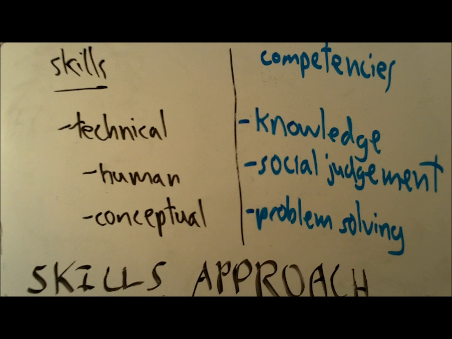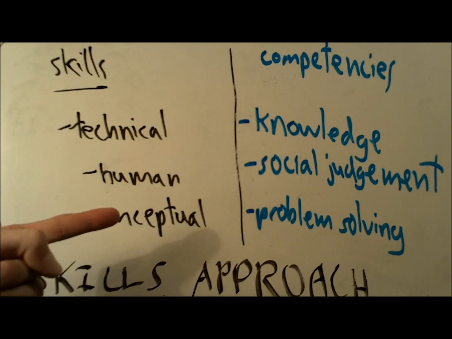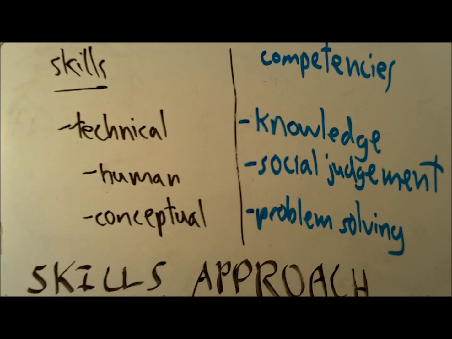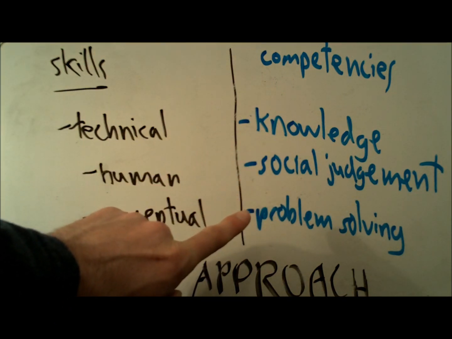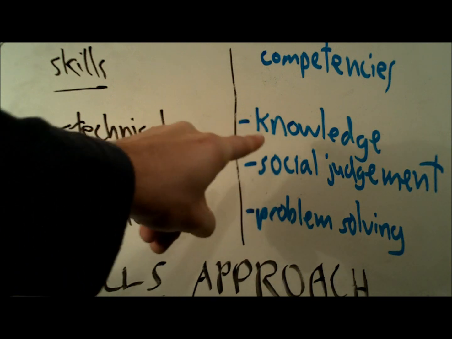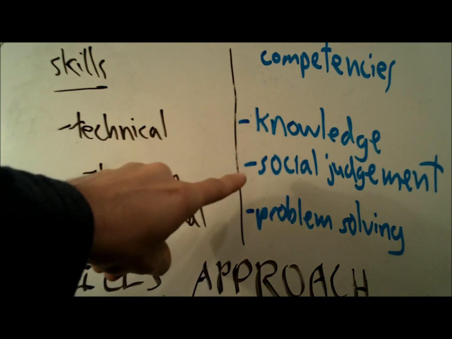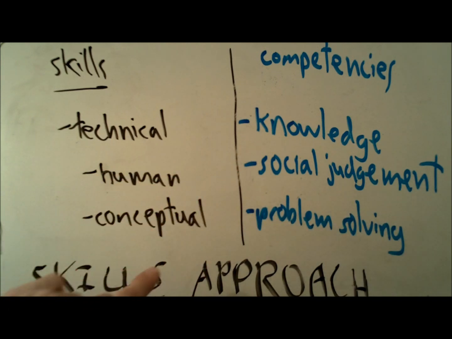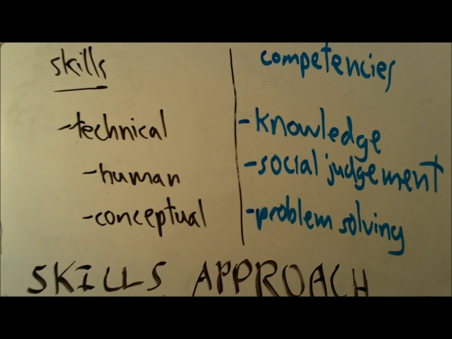So in the skill set, there are technical skills, human skills, and conceptual skills. On the other side of this coin, we have competencies: knowledge, social judgment, and problem solving. So technical skills and being knowledgeable are pretty much the same thing. Having human skills and having good social judgment, pretty much the same thing. And having good conceptual skills and good problem solving, pretty much the same thing.